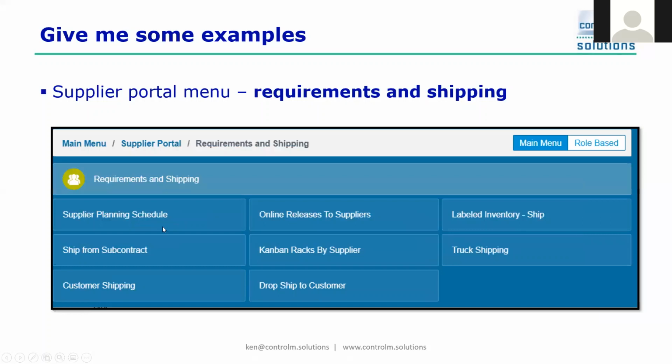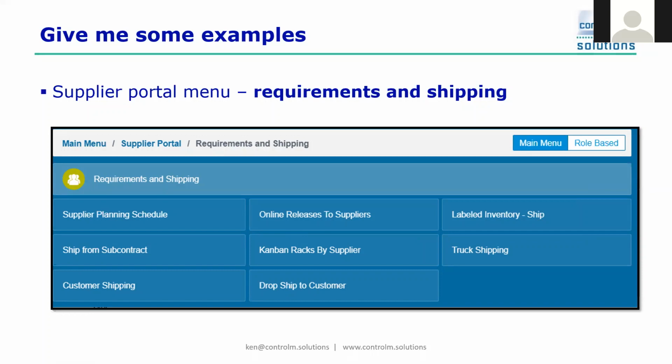But when it comes to requirements and shipping, there is a supplier planning schedule. So if there are, let's say, purchase order releases out there and purchase order due dates, your supplier can manage those via access of the supplier portal. They can see all of the open releases. They can see all of those due dates. More importantly, they can actually respond using this online releases to suppliers. You can actually release those to the supplier. The supplier can acknowledge through the online release screen, sending you automatic email notifications that they acknowledge receipt.